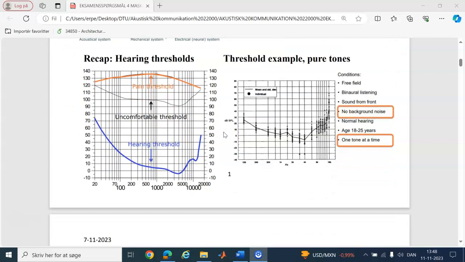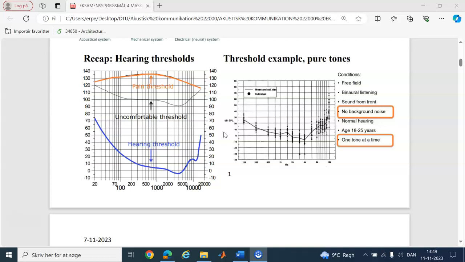We have our hearing threshold for normal hearing. This threshold has a minimum around the resonance frequency, about 3,400 to 3,500 hertz. The hearing threshold increases toward low frequency and high frequency. We also have the pain threshold and the uncomfortable threshold. The uncomfortable threshold is almost a parallel translation upwards from the hearing threshold. Not quite.